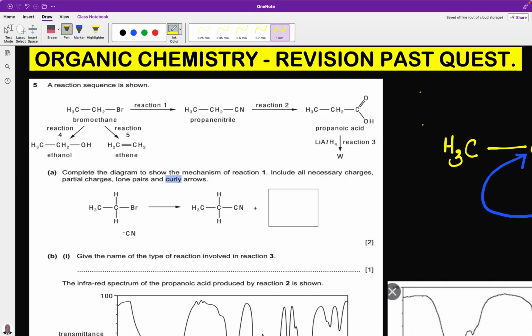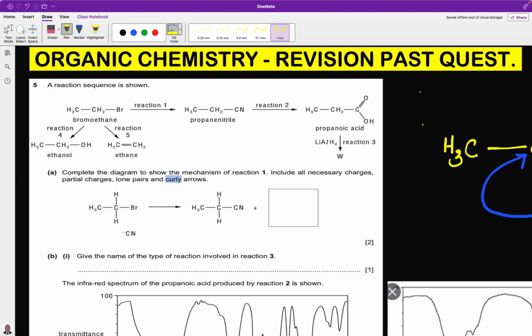Now, again, bromoethane undergoes reaction 4 to produce ethanol. Again, bromoethane undergoes reaction 5 to produce ethene. Complete the diagram to show the mechanism of reaction 1. Include all necessary charges, partial charges, lone pairs, and curly arrows.